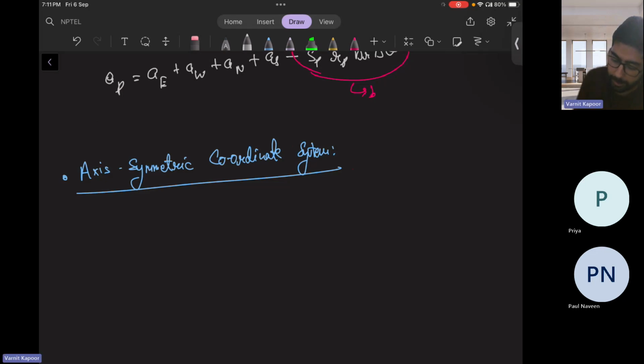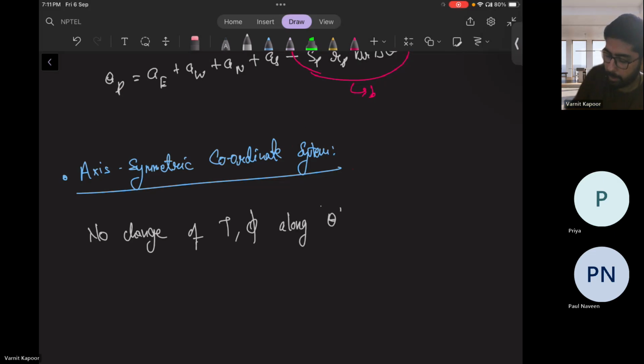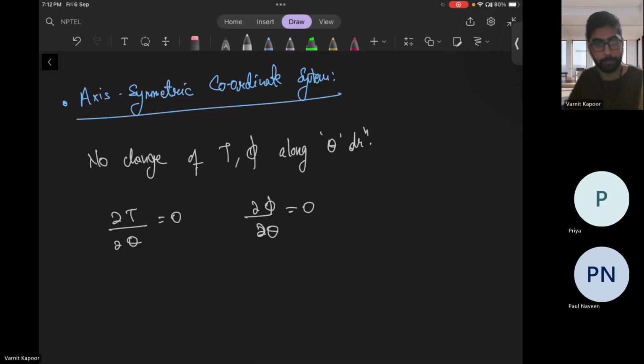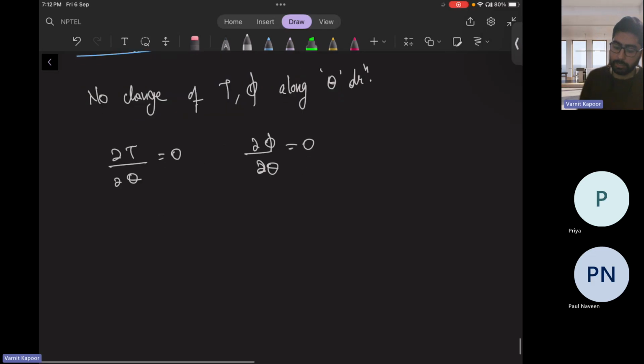So what should I write here? No change of property T or phi along theta direction. Okay. That means if I write dou of dou theta, it will be 0, or dou phi by dou theta, it will be 0. So our system, that is R theta X system, the R theta Z or whatever, will convert to R X and radian system.